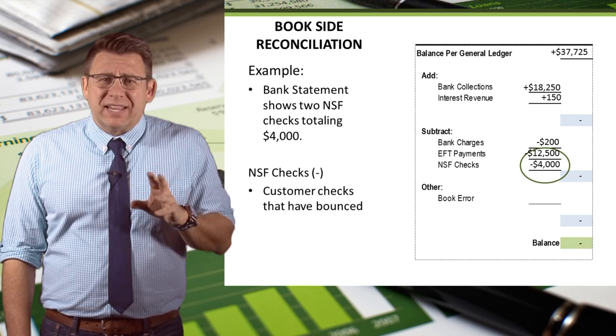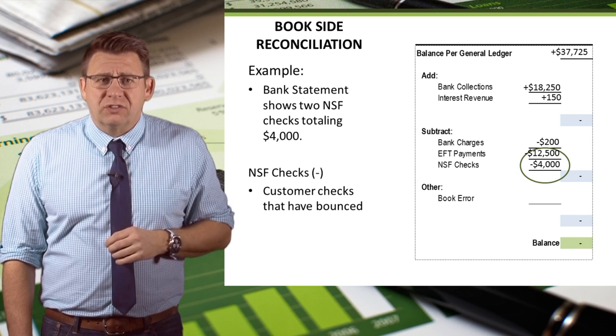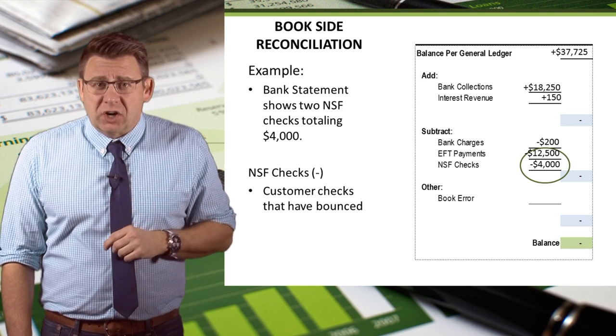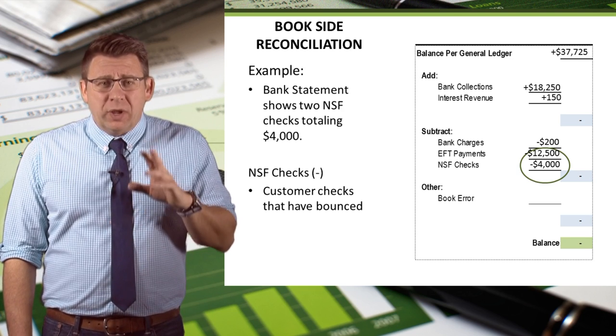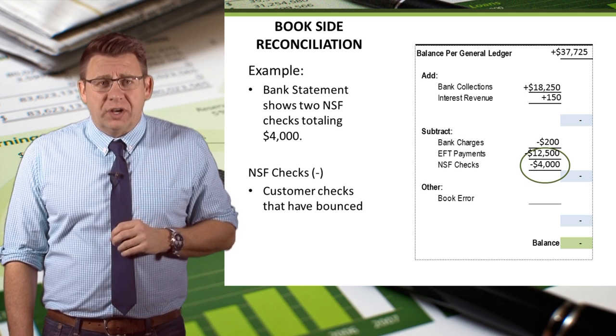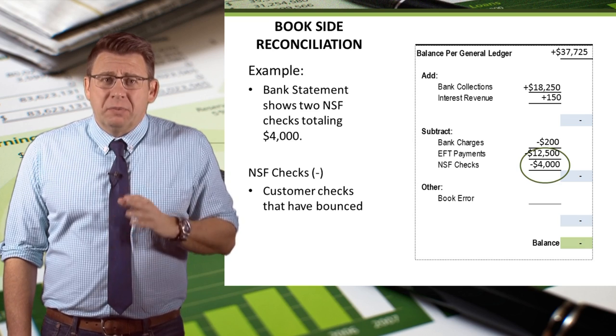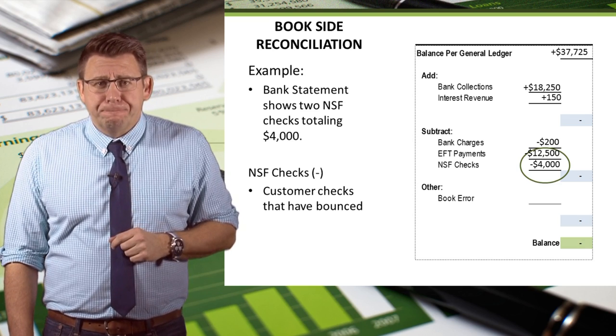Let's assume the bank statement shows NSF checks totaling $4,000. These are bad checks our customers wrote us and we originally deposited. Now we're finding out that the checks aren't good. We would deduct $4,000 from the book balance because it was deducted by the bank.